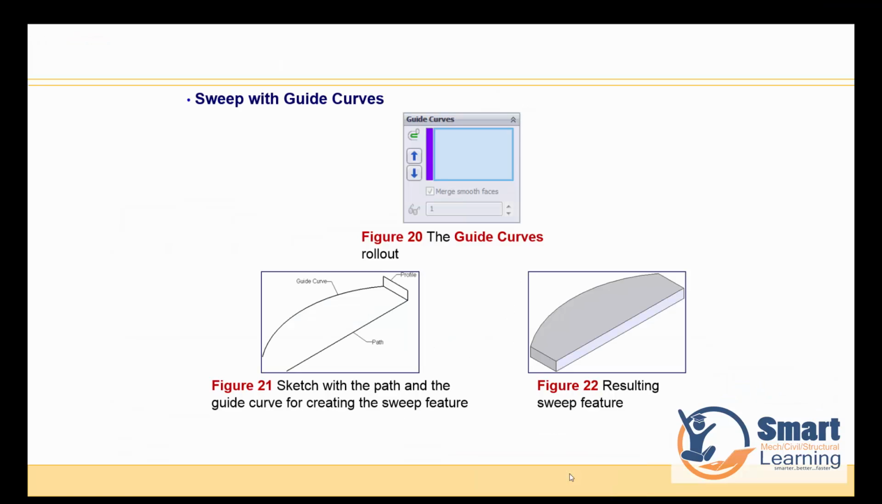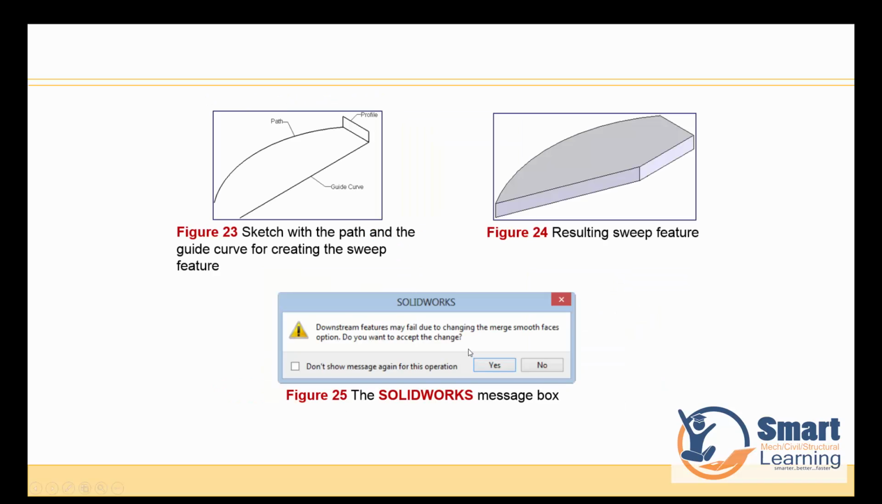So I was also discussing another case, maybe this is the case where you want to connect this end with respect to that, the guiding curve or this, or you can just go for the reverse also. Then how to handle this type? You can see the downstream feature may fail due to changing the merge smooth face option. So do you want to accept the changes? In those particular cases, you can avoid and you can fix that as well. And you can see some of the features which look like this.